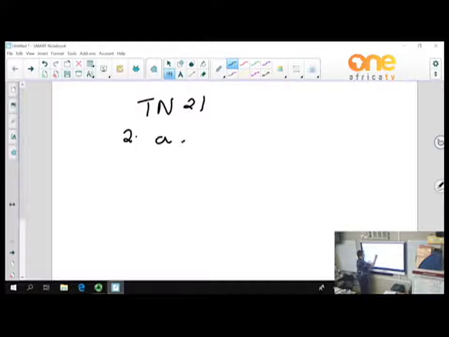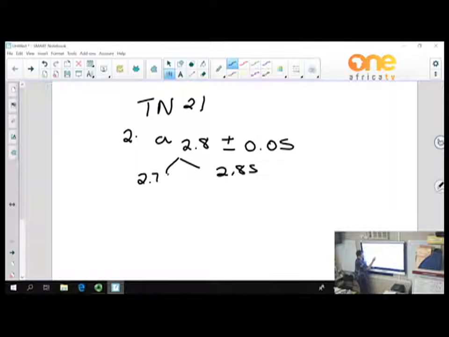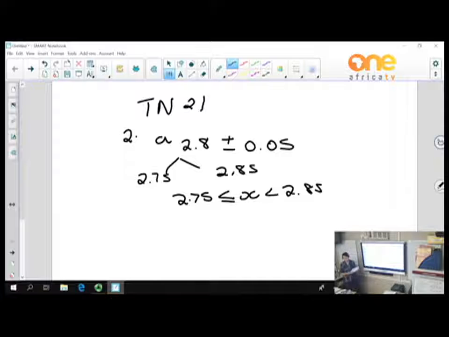If you look at 2A, 2.8 to 1 decimal place means this 8 is the 1 decimal place. Can you see? So the maximum error is plus or minus 0.05. It's always half of that one. So it's the next one, the 0.05 there. So the upper bound here is 2.85. And the lower bound is 2.75. And if they ask you to give it the limits, we write it like this. 2.75 is less than or equal to x is less than 2.85. So this is what we're doing now at this stage.